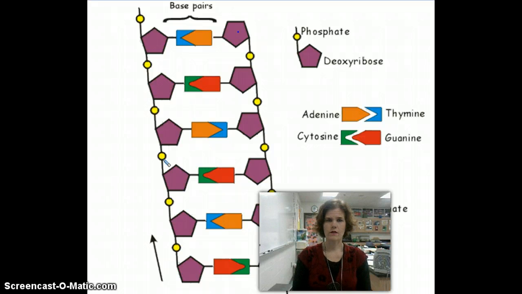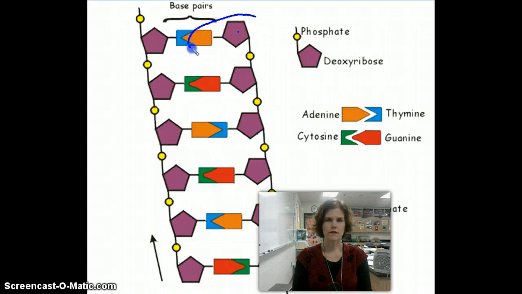Okay, they are anti-parallel. You can see that, and we're going to show this in class as well, but you can see this little point, they all point this way, and this little point, they all point that way. They are anti-parallel. DNA and RNA are both nucleic acids. They're made up of nucleotides.